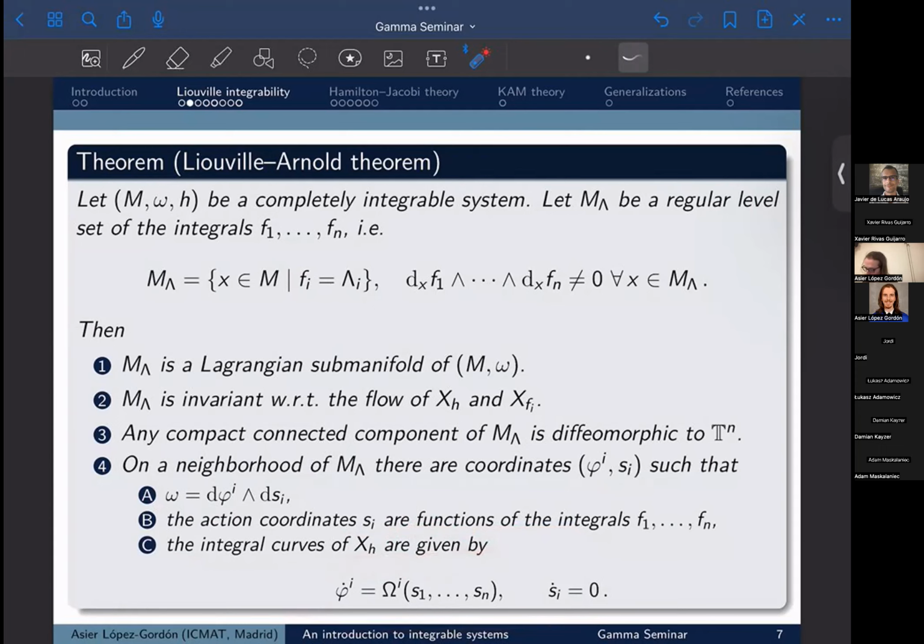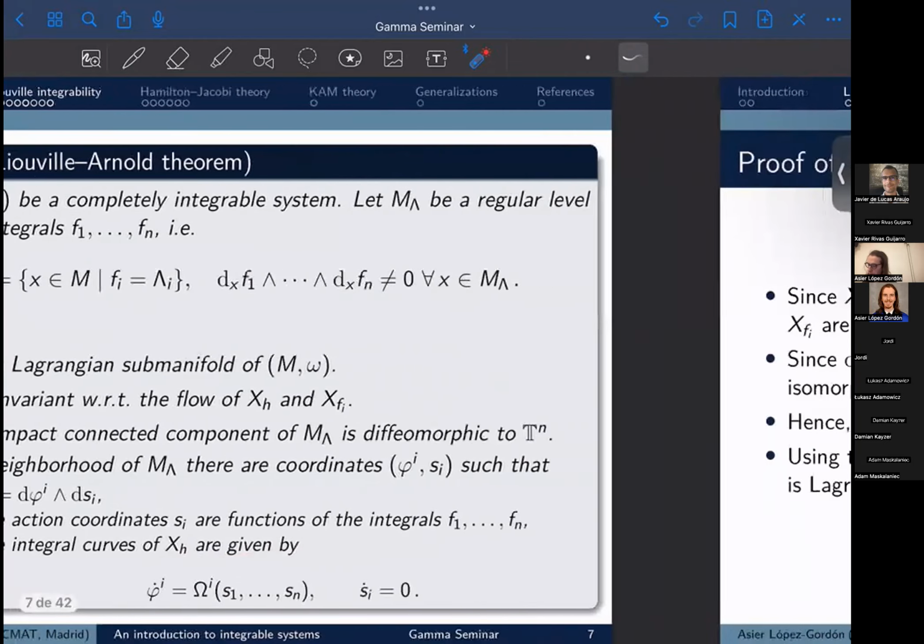So action coordinates are conserved quantities, and the time derivatives of the angle coordinates are functions that depend exclusively on action coordinates. And these functions, omega I, are called frequencies for obvious reasons.